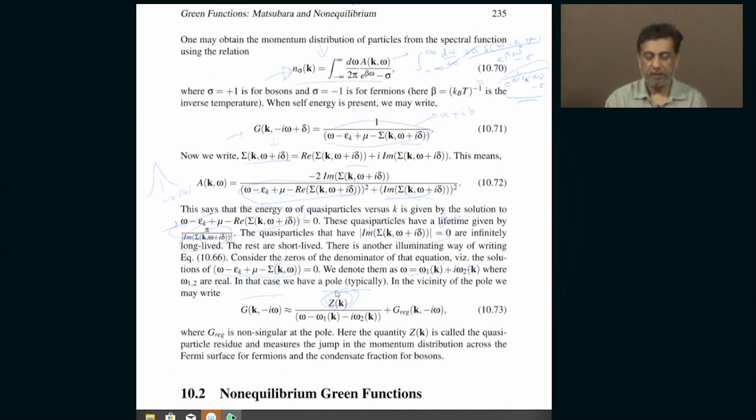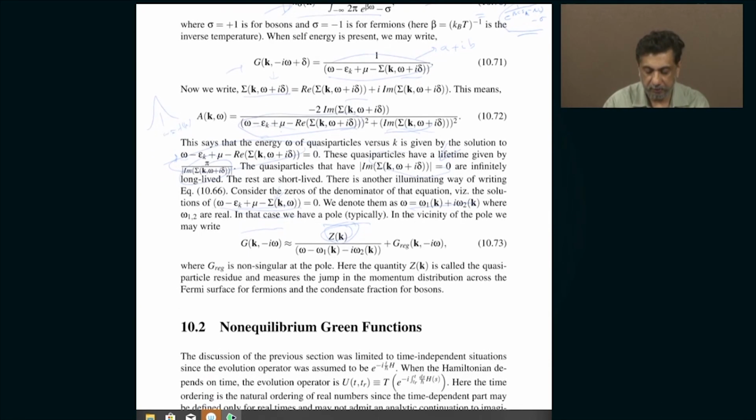So, it measures the jump in the momentum distribution across the Fermi surface for fermions, and it measures the condensate fraction for bosons. You might be wondering what all that is and what I am talking about. So, let me tell you what that is.